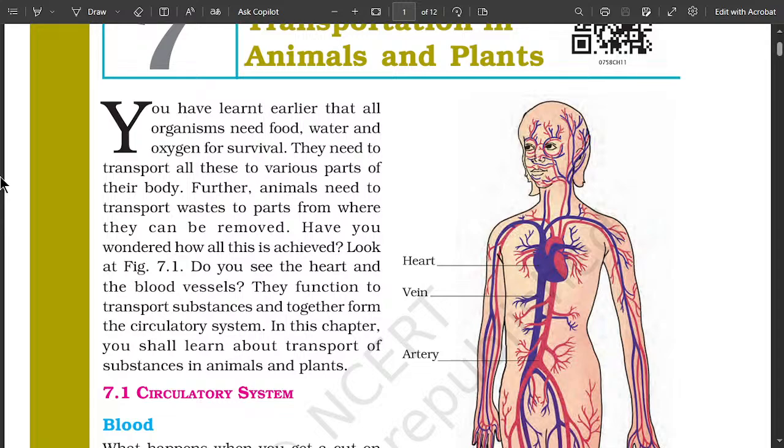Further, animals need to transport waste to the parts from where it can be removed. From the digestive system to the excretory system, waste has to be transported again. So this is one of the many phases of the circulatory system. Have you ever wondered how all this is achieved? We will be looking at this in this chapter.